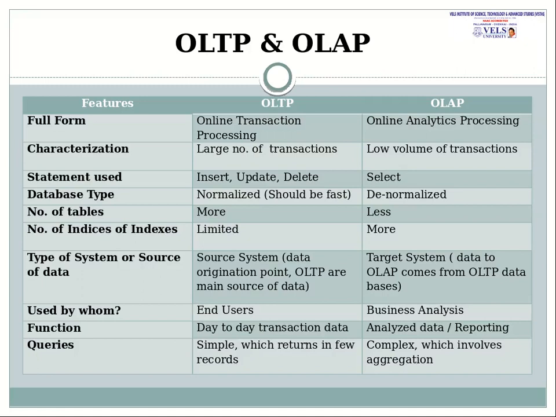Who uses these systems? For the OLTP system, the end user uses it for the application process, and for OLAP, the business analyst uses it for analytical purposes. As for functions, day-to-day transaction data is maintained in the OLTP system, while OLAP is used for analysis and reporting. And the queries: in OLTP they are simple and return a few records, but in the OLAP system they are complex and involve aggregation.